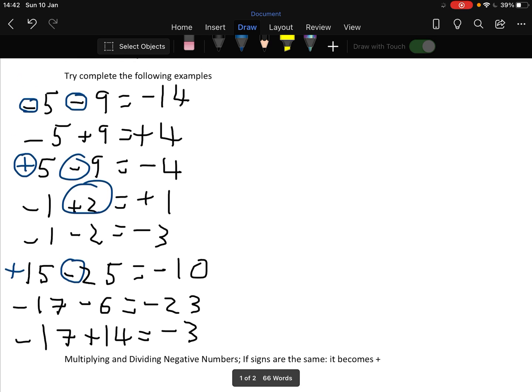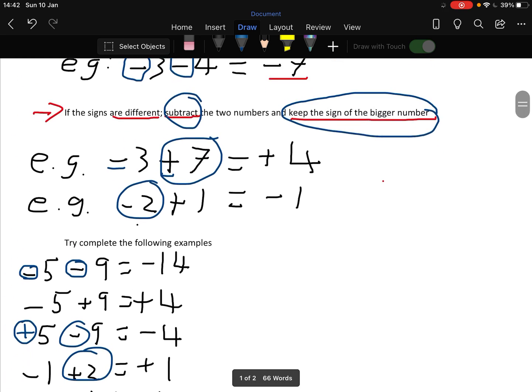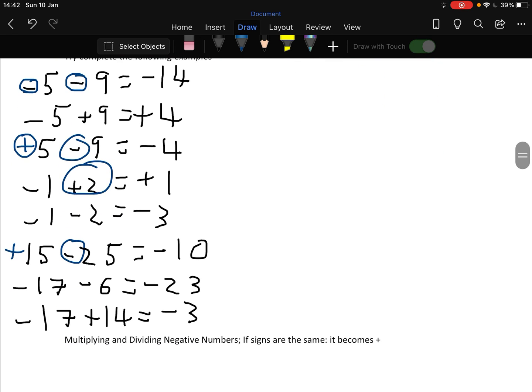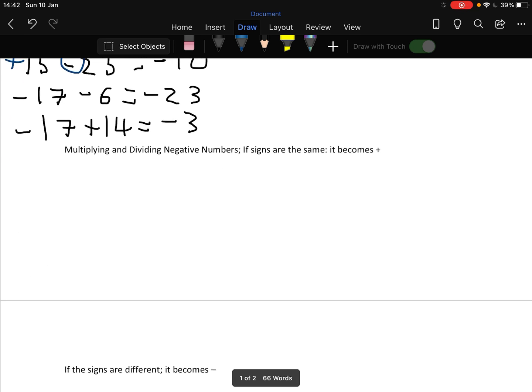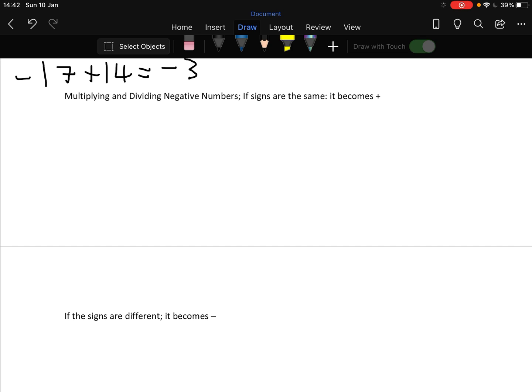Okay? So there you go. That's it. We just follow those steps the whole way through. That's all I did. Follow the steps. All right? Okay. So we look at the next one.